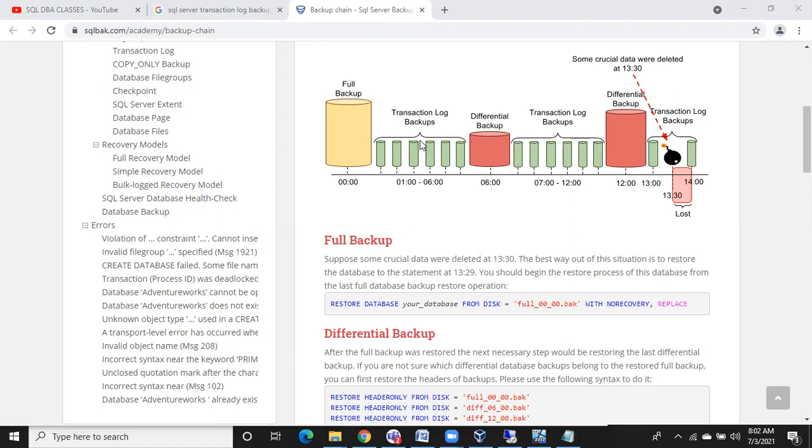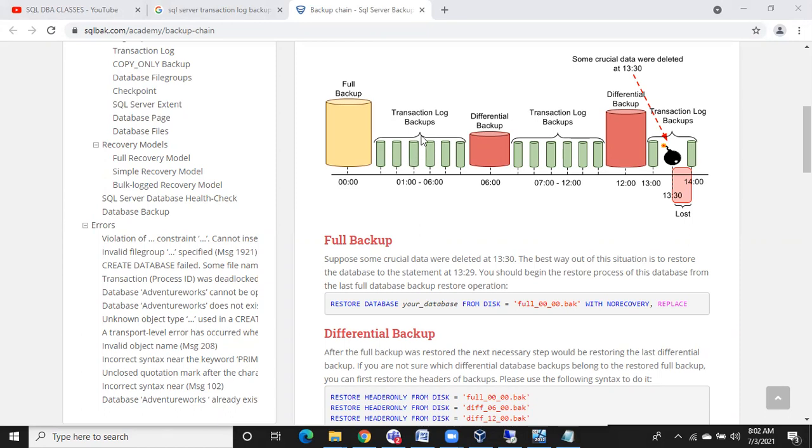Each log backup will have LSN numbers, log sequence numbers. Each log backup will have a chain, right? So imagine the log sequence number for this is, just for example, 100, then 101, 102, 103, 104, 105. If someone deleted 102, you cannot make use of 103, 104, 105. You can restore up to 100 and 101 only.